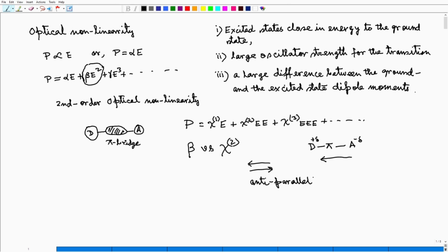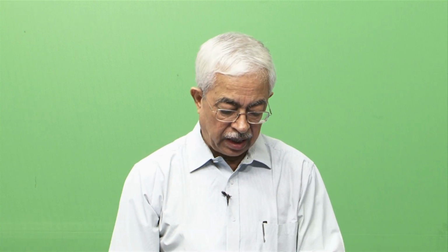If it is anti-parallel, then we can calculate and find that chi 2 is equal to 0. So, here is a contradiction. We want the beta value to be high, large. But in certain cases, if it forms a dipolar, if it is a dipolar beta value, then what will happen? It will be anti-parallel, and if it is anti-parallel, calculation will show that chi 2 becomes 0.